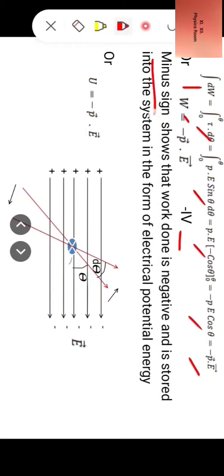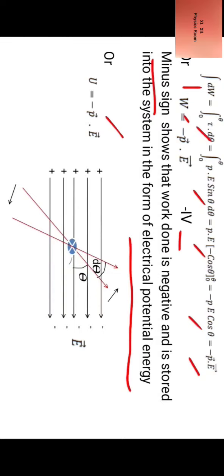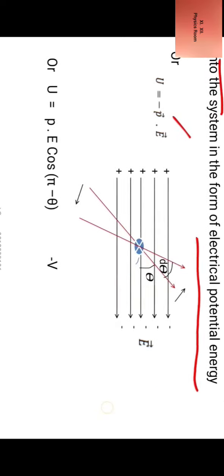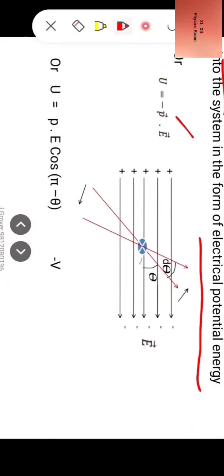Now the minus sign shows that work done is negative and is stored in the system in the form of electrical potential energy, or we can write equation 4 as U equal to −p·E, or we can write it as U is equal to |p||E| cos(π − θ). Let us mark it as equation number 5.